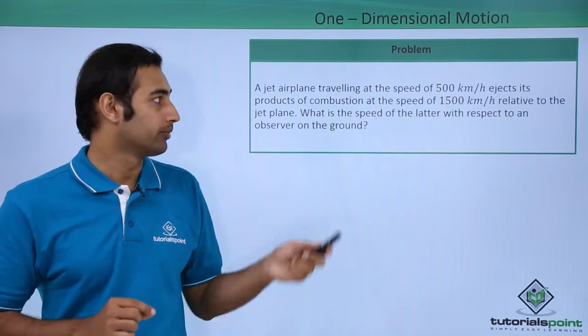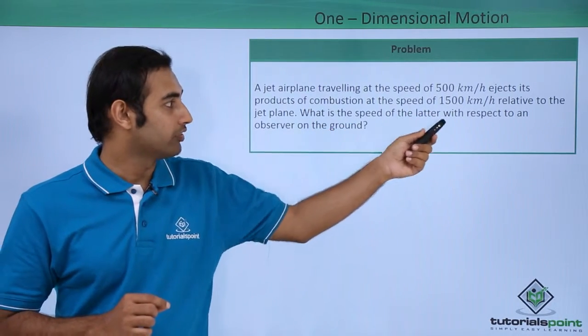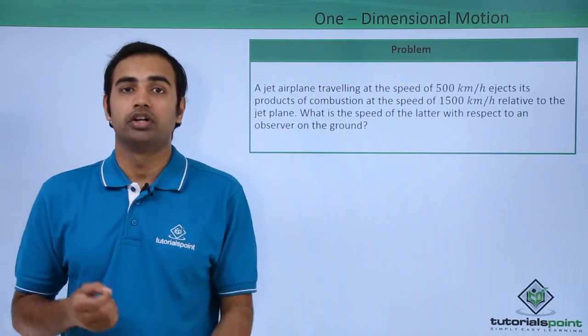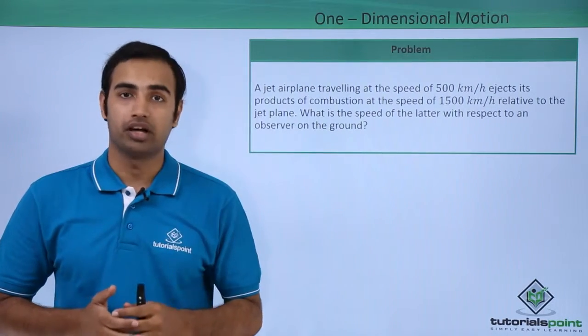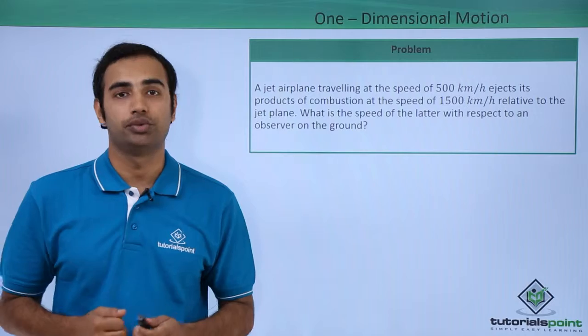That's a very important line. What is the speed of the latter with respect to an observer on the ground? So if I am viewing the exhaust coming out of the jet plane, what speed do I observe?